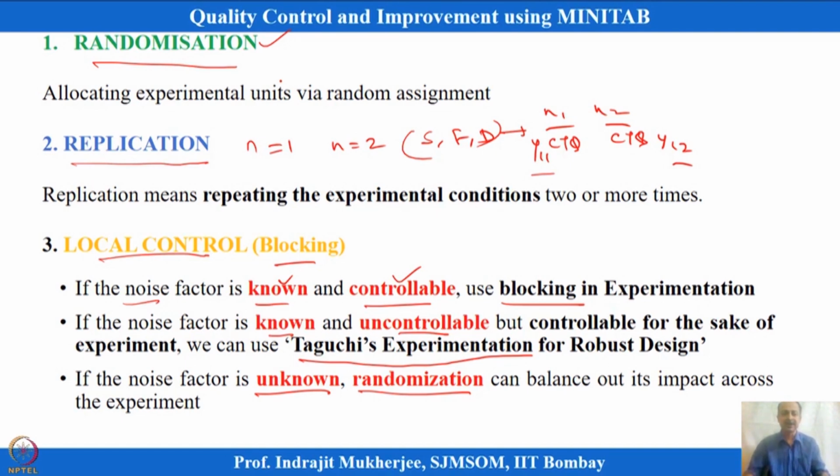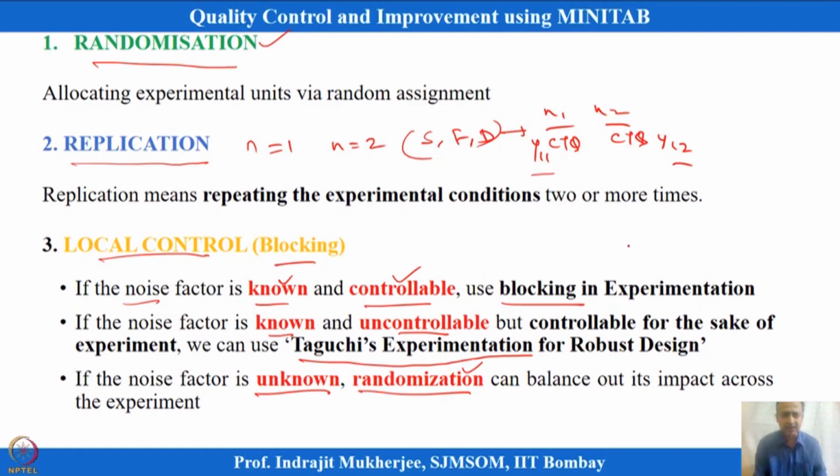To minimize the influence of such hidden variables, we try to do randomization. It will uniformly distribute the influence of the variables throughout the experimental data, so it will have minimum influence. That is why they say we should randomize the trials.